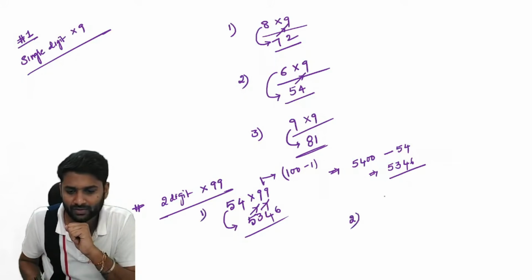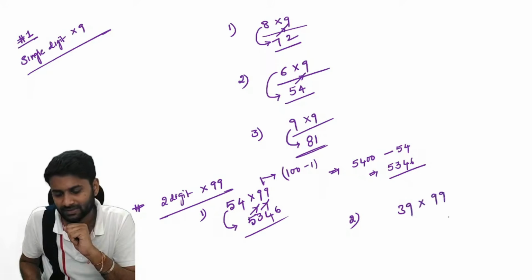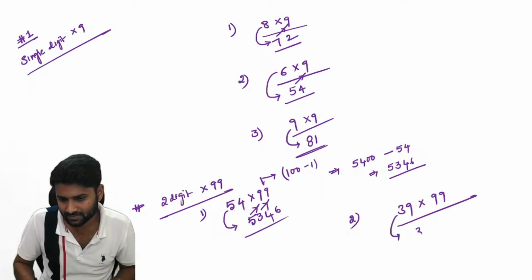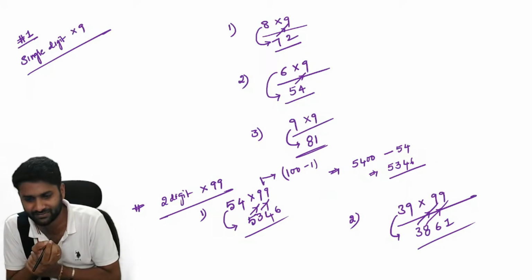Let's go for another question. 39 is multiplied with 99. Give me the answer. Consider the previous number, which is 38. Now 3 becoming 9, we require 6 units. 8 becoming 9, we require 1 unit. That's why the resultant is 3861, the correct answer.